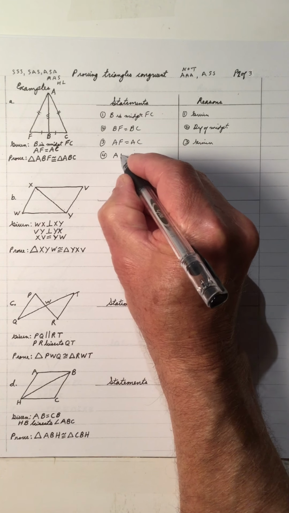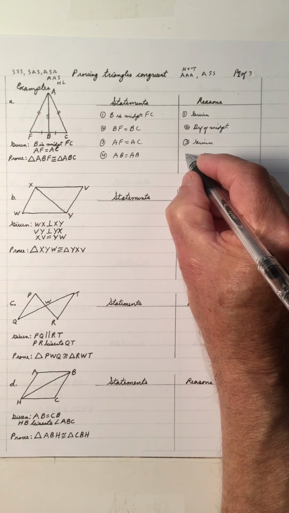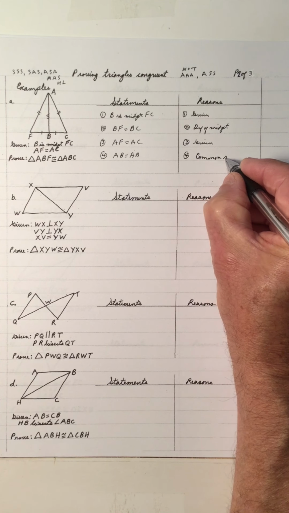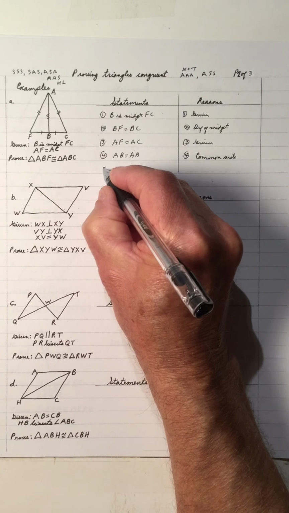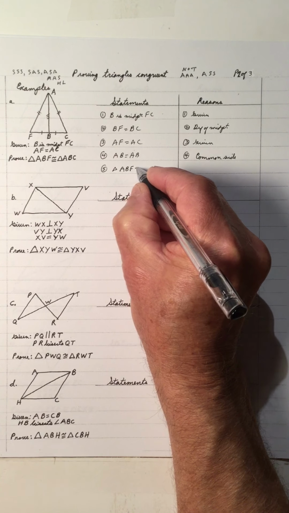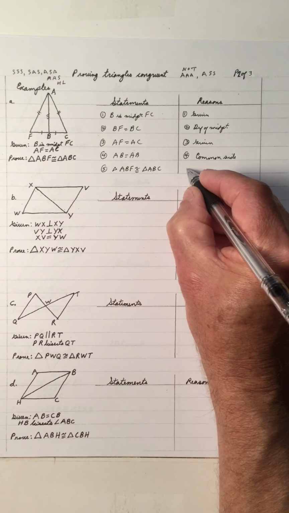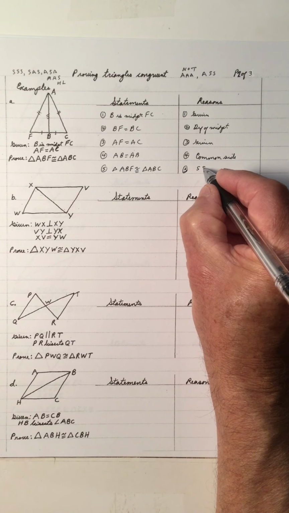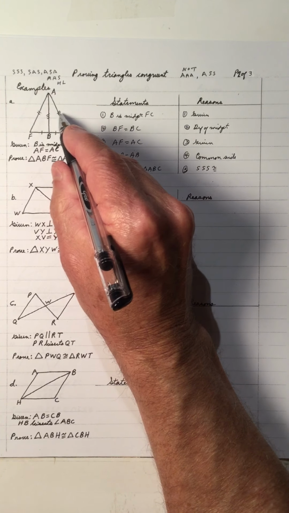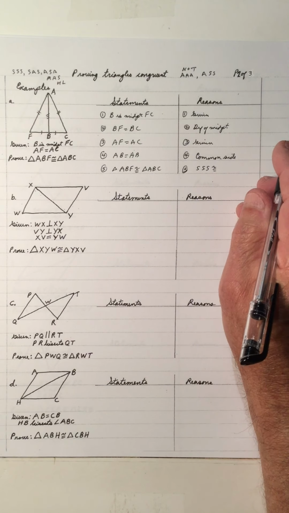And now we have AB equals AB, which is this side, and we call it reflexive, or I call it the common side to the two triangles. So that means the triangle ABF is congruent to triangle ABC, and the reason is SSS congruency. Three sides of one triangle are congruent to, or equal to, three sides of another, then the triangles are congruent.